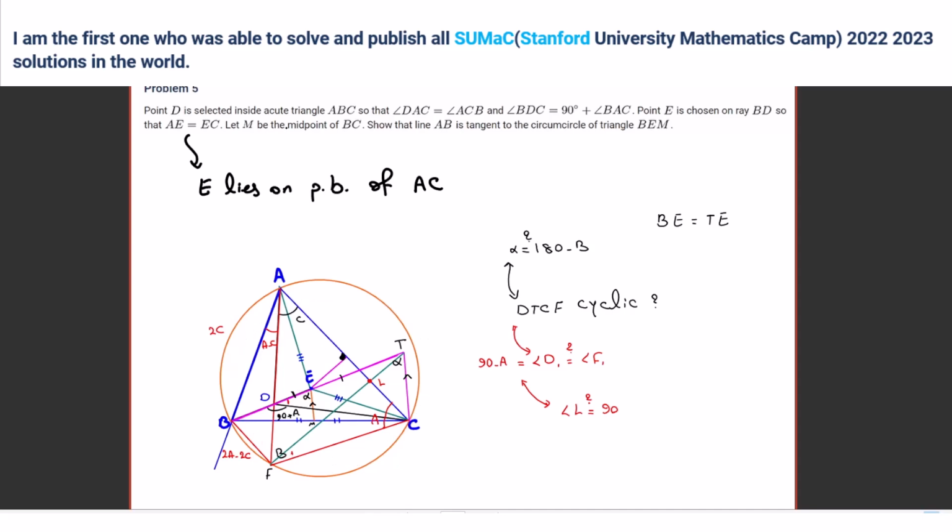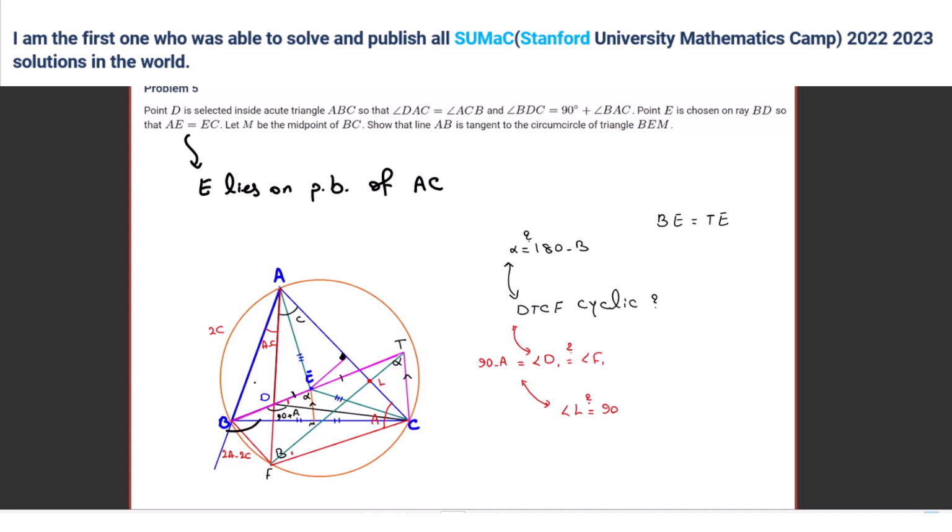a circle. Let M be the midpoint of BC. Show that line AB is tangent to the circumcircle of triangle BEN. Okay, if you want to prove AB is tangent, then we should prove this angle is equal to alpha, right?